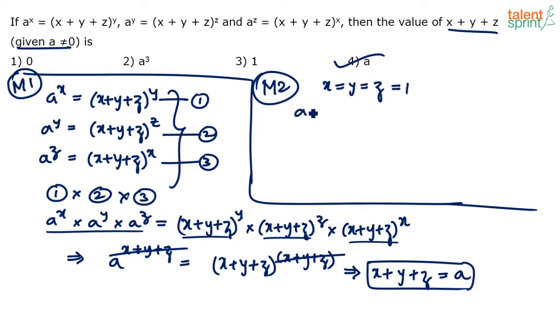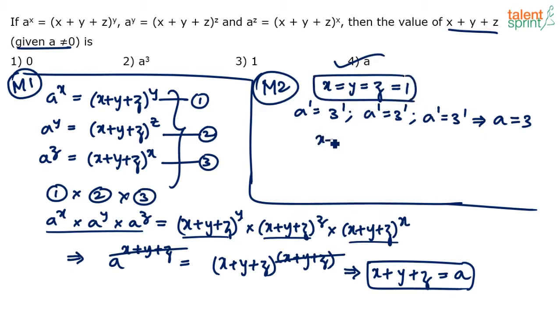We get a power 1 equals to (1 plus 1 plus 1), 3 power 1, right? In the second equation also a power 1 equals to 3 power 1. In the third equation also a power 1 equals to 3 power 1. So a equals to 3 basically. The conclusion is a is equal to 3. What is he asking us to find out? Value of x plus y plus z. See, we have assumed x, y, z equals to 1. So x plus y plus z should be equal to 3. So that means the answer should be 3. Numerically, x plus y plus z is equal to 3.